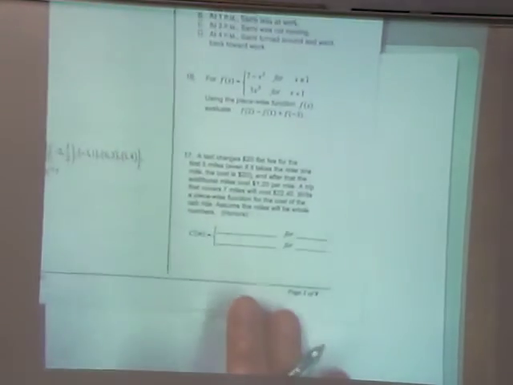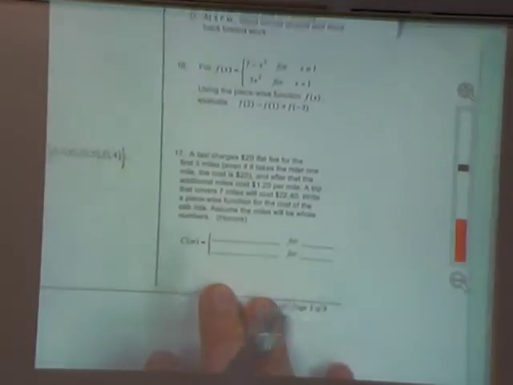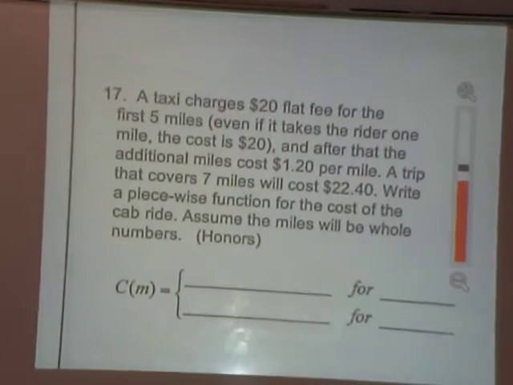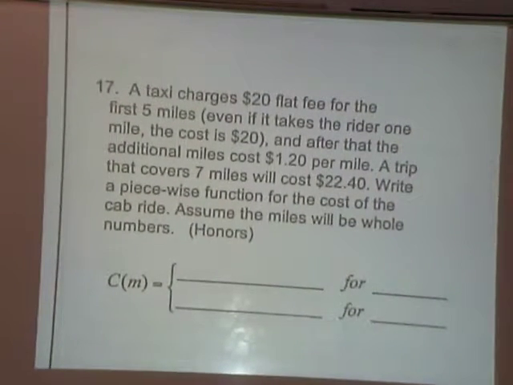So let's see what we got here. A taxi charges a $20 flat fee for the first 5 miles. Even if it takes the rider 1 mile, the cost is $20. That's terrible. And after that, the additional miles cost $1.20 per mile. A trip that covers 7 miles will cost $22.40. How'd they get that?